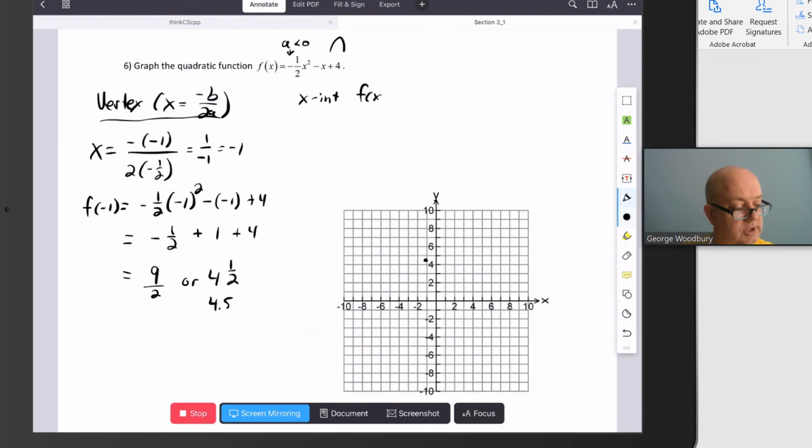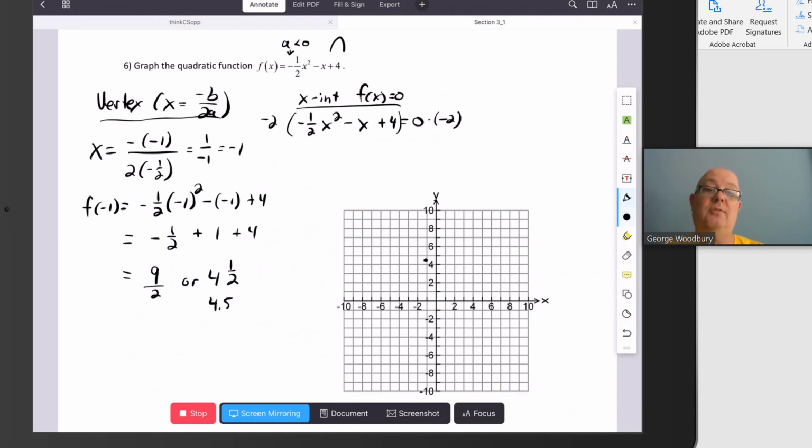X-intercepts are where the function is equal to 0. Negative 1/2 x squared minus x plus 4 equals 0. I'm not really happy about working with a negative coefficient for x squared or fractions. So I'm going to multiply both sides of this equation by negative 2. And what that's going to do is it's going to clear the fractions, but also make x squared positive at the same time. Negative 2 times negative 1/2 is positive 1. So we have positive 1x squared, or just x squared.